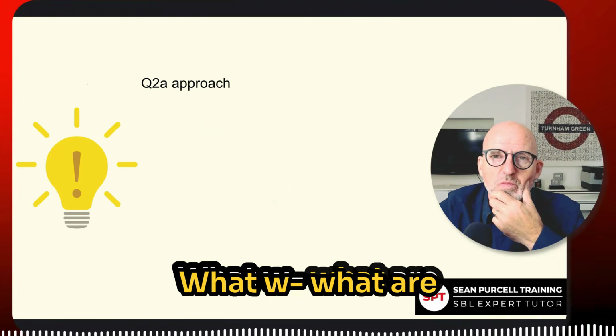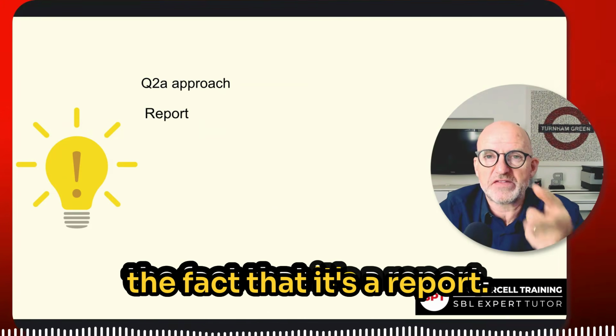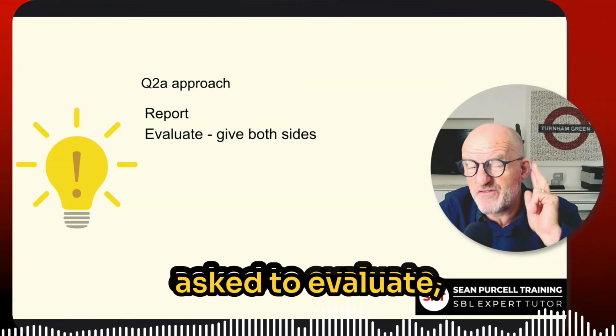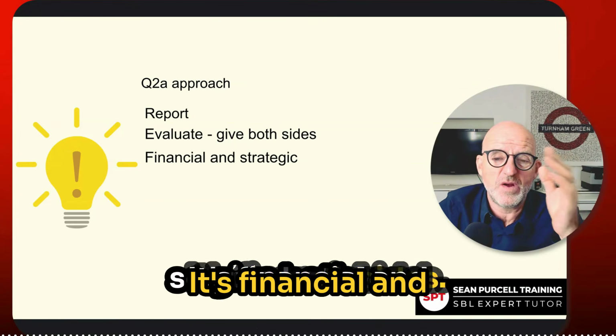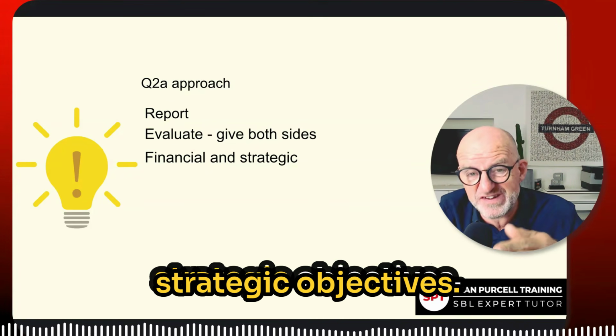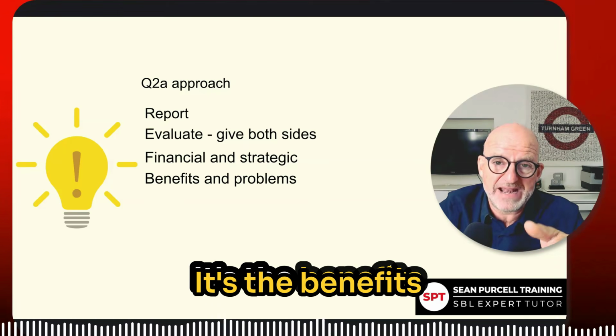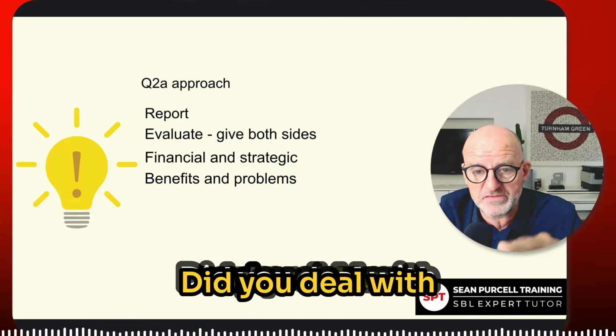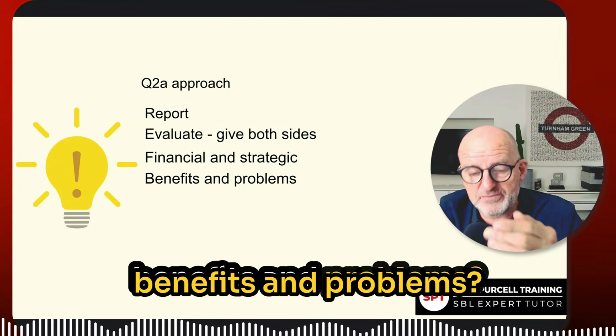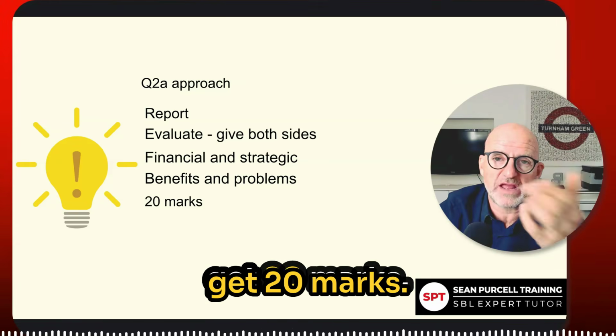Okay, what are we looking at? Well, we're looking at the fact that it's a report. We're looking at the fact that we're asked to evaluate, so give both sides. It's financial and strategic objectives. It's the benefits and problems. Did you deal with benefits and problems? And for that, we get 20 marks.